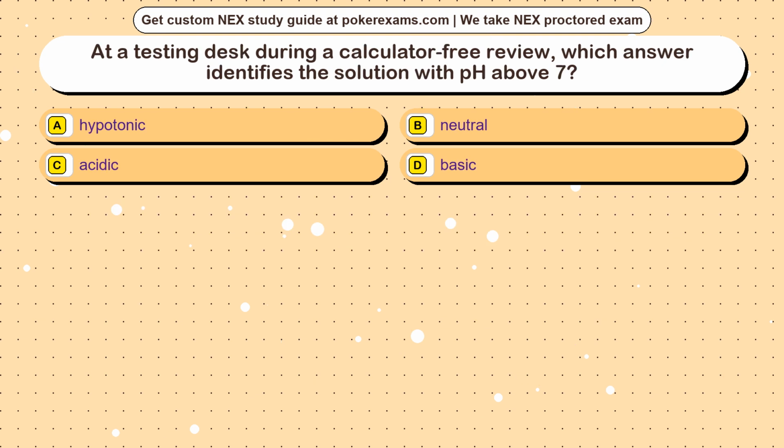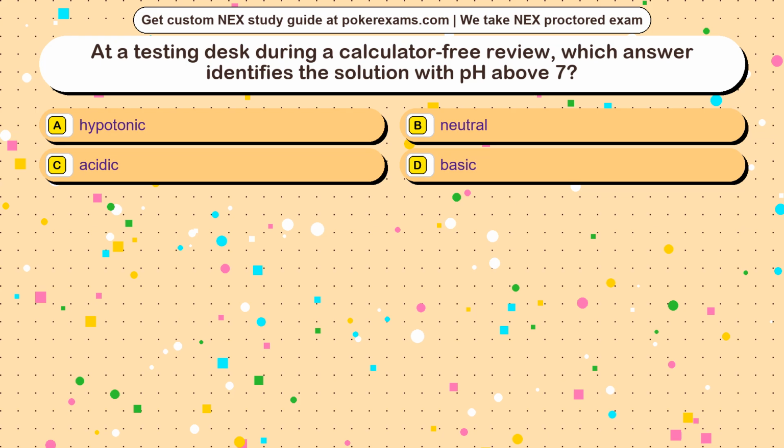Question 23. At a testing desk during a calculator-free review, which answer identifies the solution with pH above 7? Option A, hypotonic. Option B, neutral. Option C, acidic. Option D, basic.